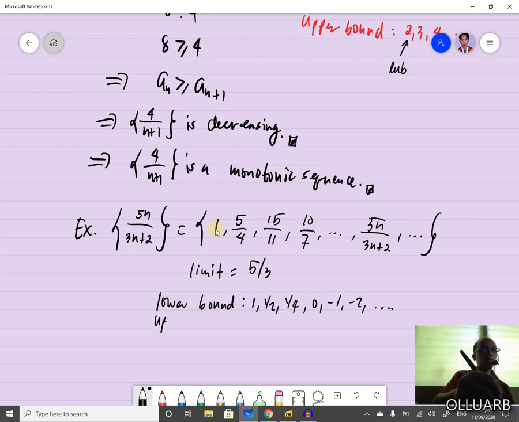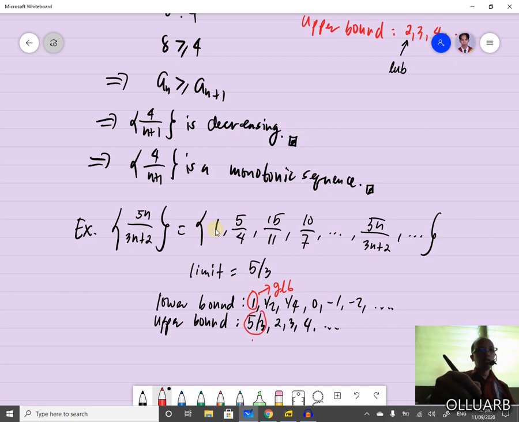The upper bound could be 5/3, greater than 5/3. We have 2, 3, 4, and so on. But what is our greatest lower bound? The greatest would be this one. Greatest lower bound. And this is our least upper bound, LUB. Okay.